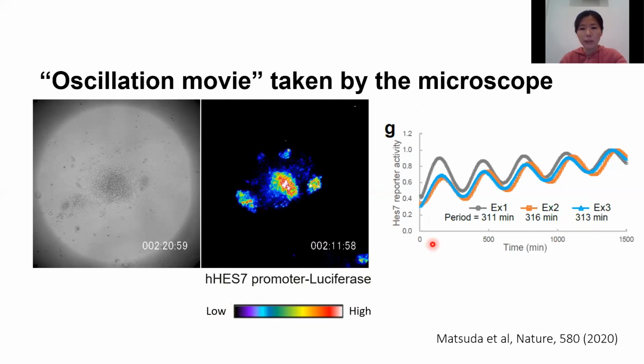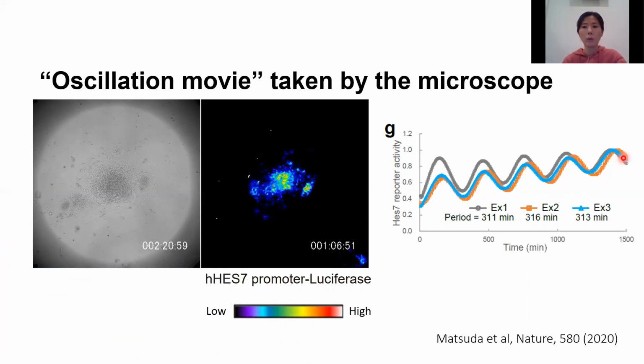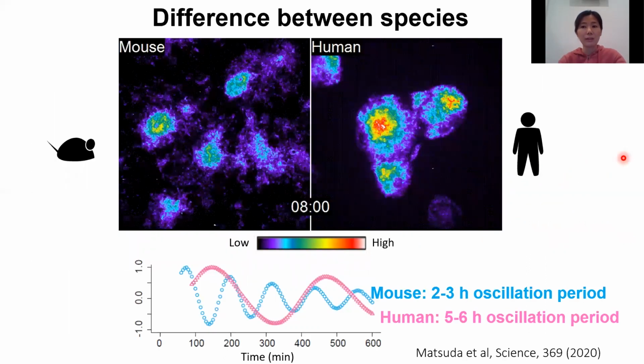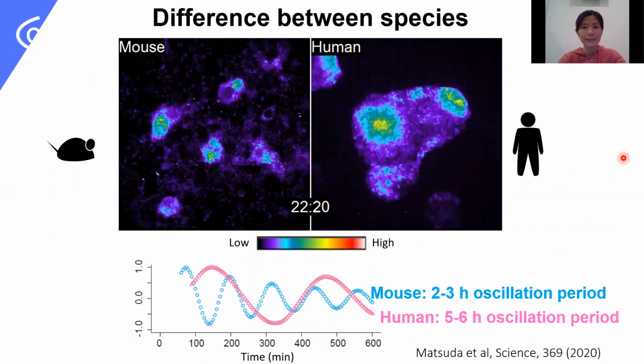Here's a quantification. The x-axis is the time, the y-axis is the protein amount, and it's oscillating. This oscillation or rhythm is important for the formation of repetitive structures in our body, such as the vertebrae. And interestingly, recently we have found that the speed of this oscillation differs between species.